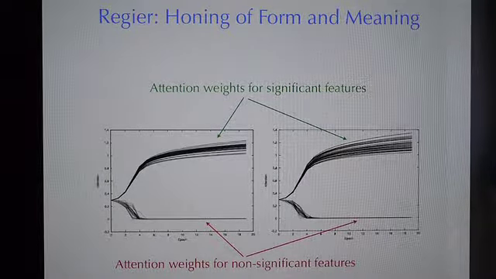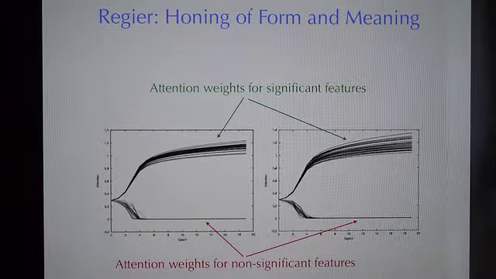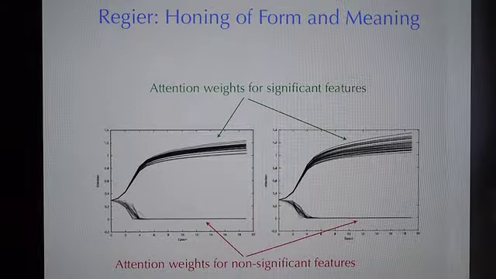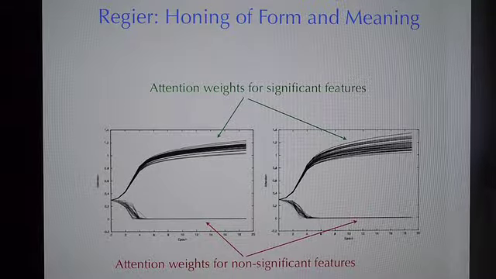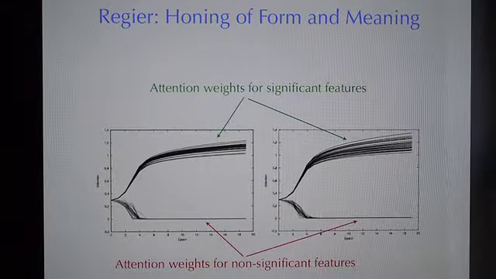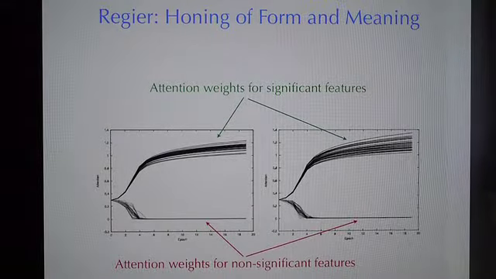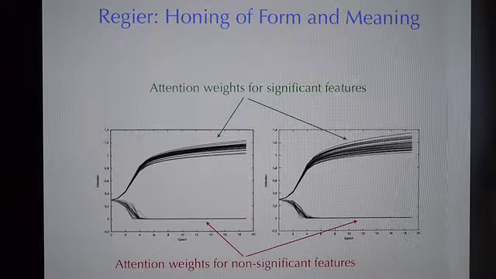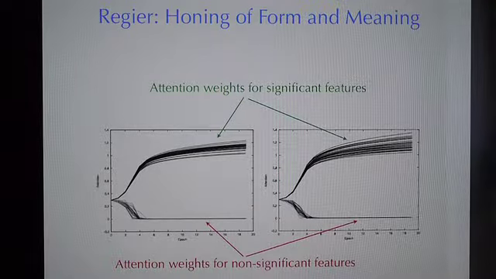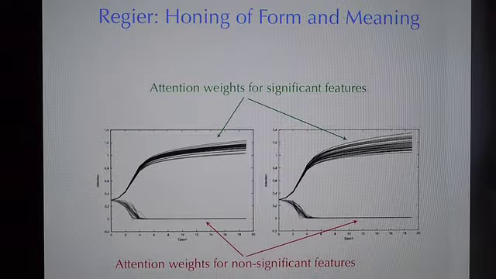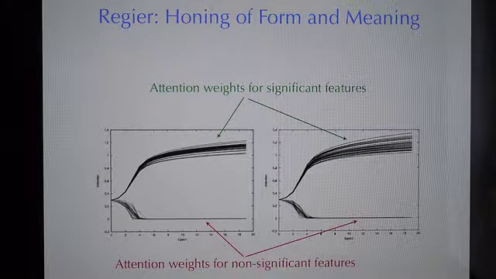But over time, it learns that some of these features are more informative than the others in predicting the correct response, and therefore it increases the weight for those features, whereas for the other features, for the useless features, it decreases the weight. And so you see this beautiful separation between significant features and non-significant features, which is something that also can be observed in humans.